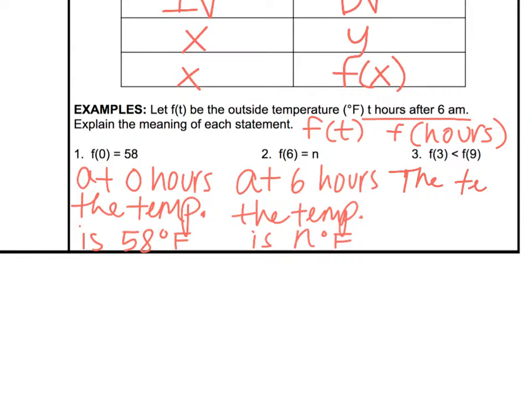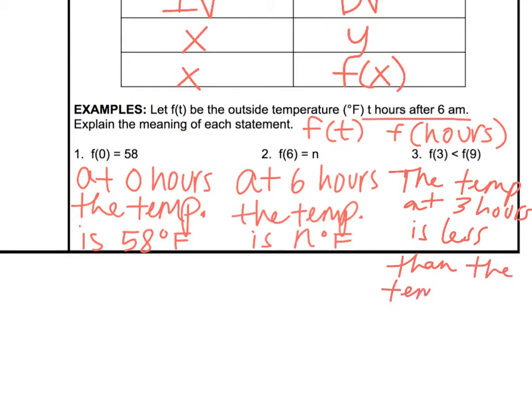The temp at 3 hours is less than the temp at 9 hours. Because remember, f of x or f of t is the output. So these are outputs. You are inputting 3 and 9. I love function notation because we have functions all around us. You input gas in a car and you output the car going, or how many miles it goes.